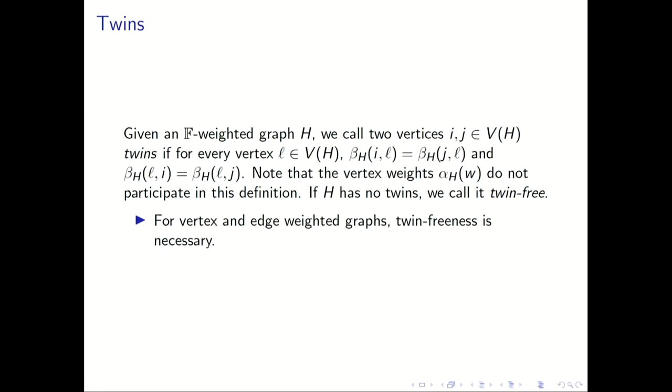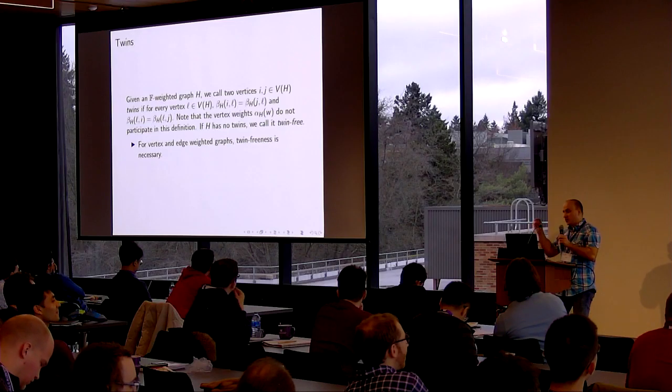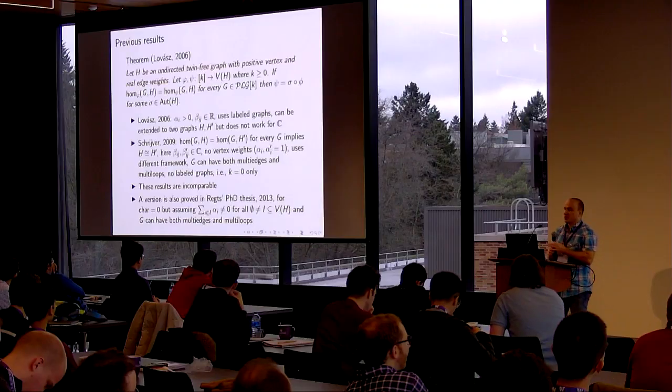So it's also natural to define the twin compression step as follows: we combine two twin vertices into one supervertex and take the sum of the vertex weights as the weight of the supervertex. And if the sum is 0, then remove it. It's easy to see that this step doesn't change the partition function. Okay, so with that said, we can proceed to Lovász's result.